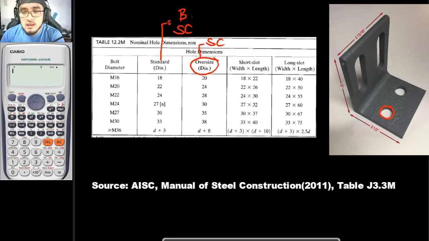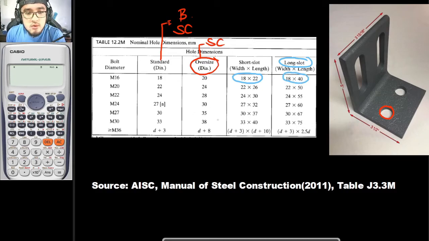Basically, it is this one right here. Kung nakakita na kayo ng ganitong butas sa mga steel members, ito siya. The difference between a short slot and a long slot is, well, self-explanatory, that your long slot is longer than that of your short slot. As you can see here, if this is 18 by 22 for your short slot, for your long slot, that is 18 by 40.